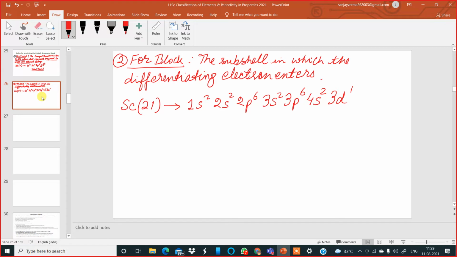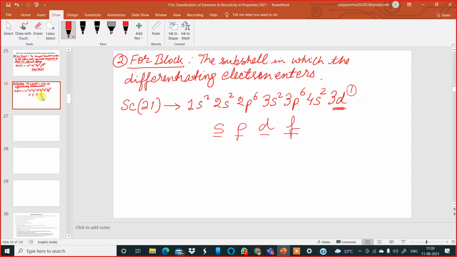Yes, sir. Okay, so here the differentiating electron is entering which subshell? The differentiating electron is this one electron. It is entering which subshell? Is it D? I didn't understand. Which subshell? There are subshells S, P, D, and F. These are called subshells.